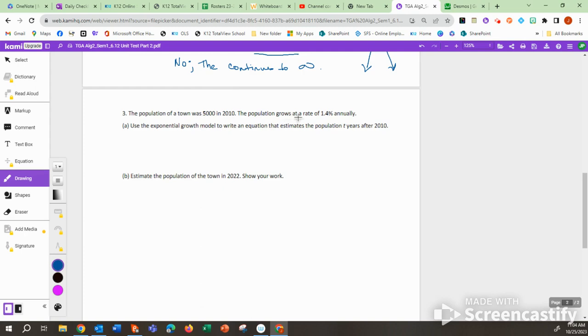The population grows at a rate of 1.4% annually. A says use the exponential growth model to write an equation that estimates the population T years after 2010.